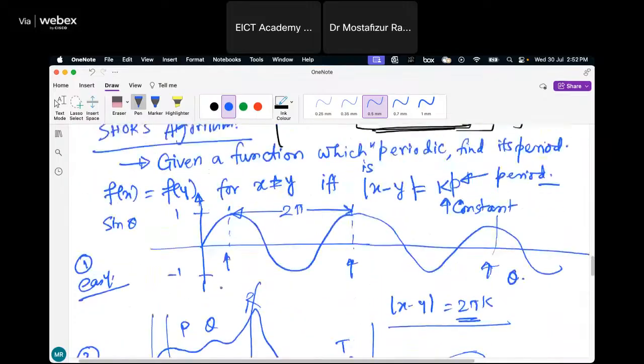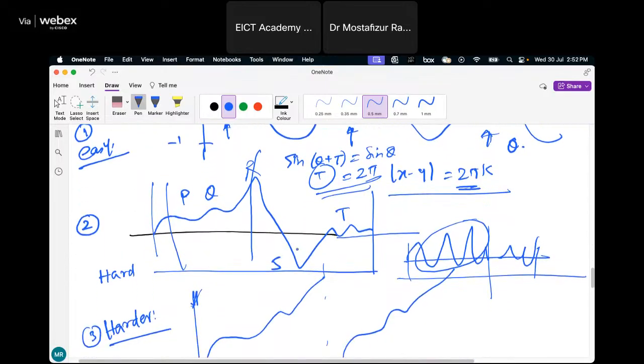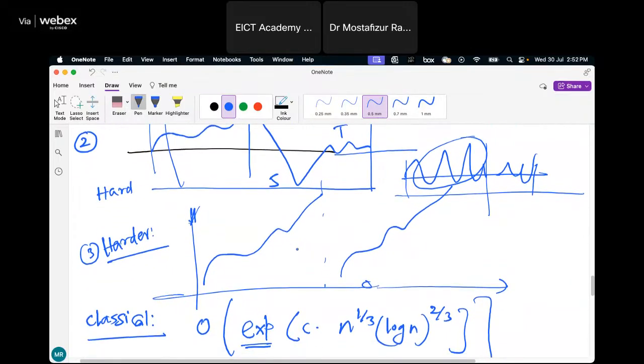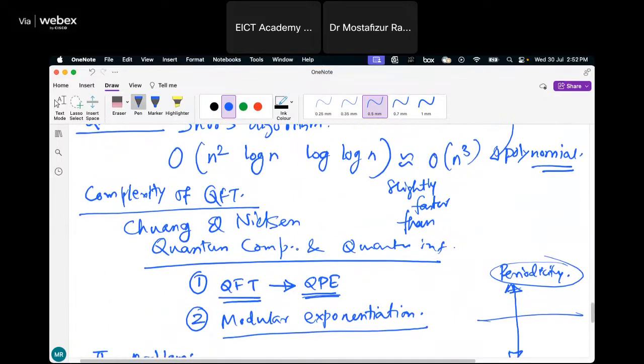Somebody is asking to repeat the first graph, the periodicity finding graph. This is a very easy one, right? We have learned sine theta, and if sine of theta plus capital T equals sine theta, then T is the period, and here 2 pi is the period for a sinusoidal signal. So this is an easier problem, but practically, from an unknown number of samples, finding the period between two particular samples is exponentially difficult.